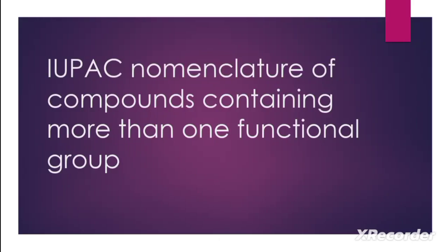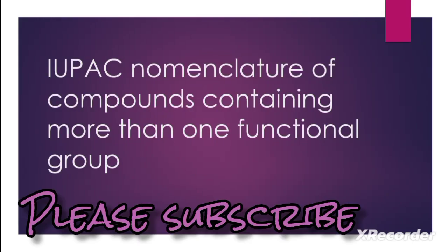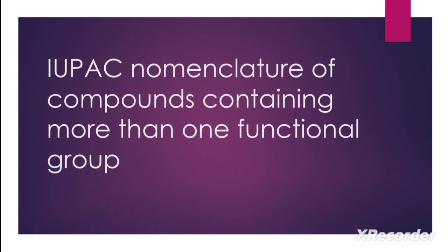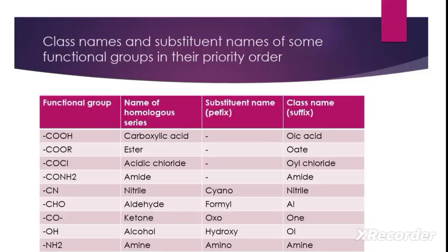Going to discuss the IUPAC nomenclature of compounds containing more than one functional group. Before moving on to the steps of nomenclature, we will learn about the class names and substituent names of some functional groups in their priority order. So here we have functional groups and their substituent names. These are arranged from the highest priority to the lowest priority.